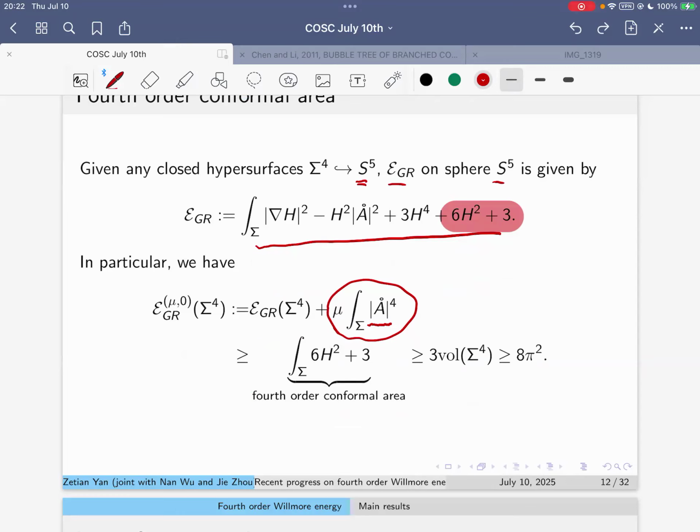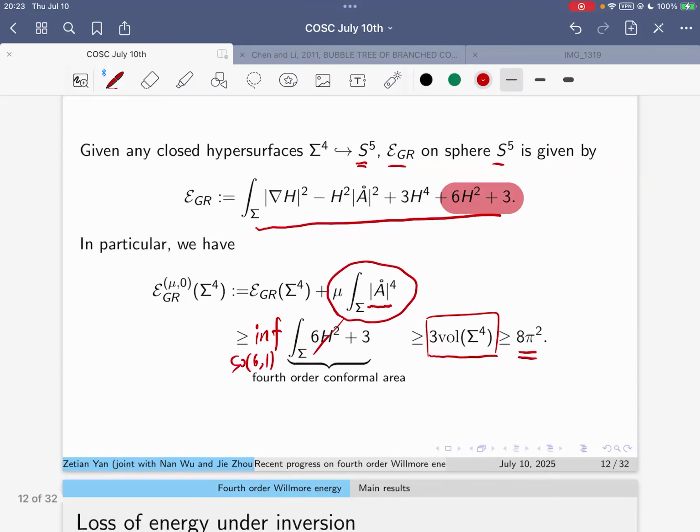And here, I should say, we can take the infimum among the conformal transformation group. And of course, you can drop the H squared such that you can find the volume. And for this, you can repeat Peter Li and Yau's calculation and find that the lower bound is exactly 8 times pi squared. Okay, so here it is dimension 4, the same as dimension 2. Peter Li and Yau, that's dimension 2.